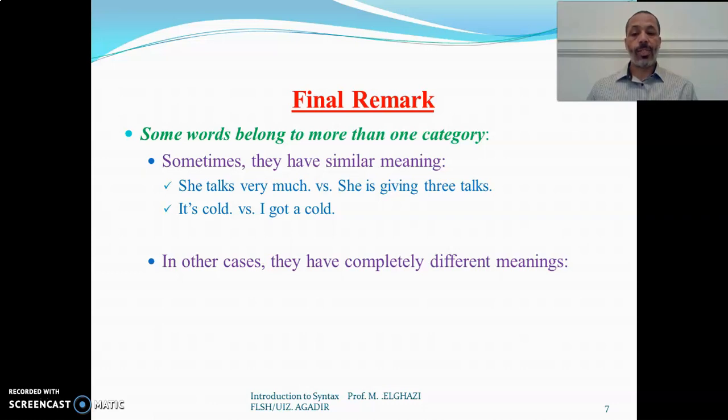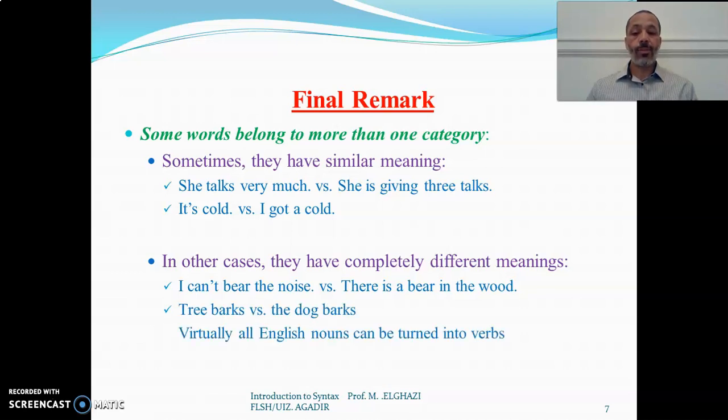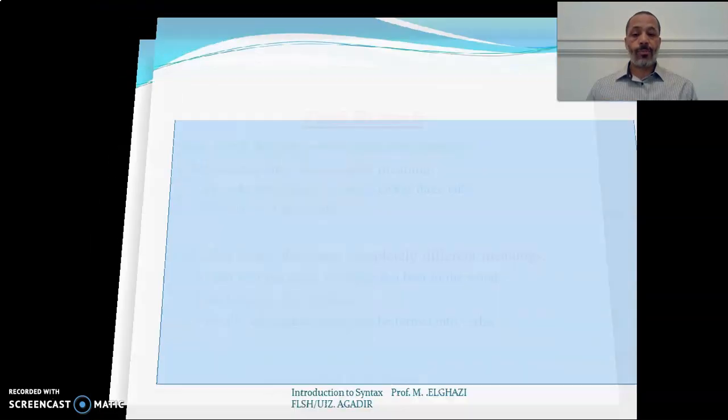The other example, it's cold versus I got a cold. In other cases, they have completely different meanings. They can be classified in different categories and they have different meanings, like I can't bear the noise. The word bear here is a verb, and then there is a bear in the wood, which refers to an animal, which is a noun. I have also 3 barks versus the dog barks. Virtually all English nouns can be turned into verbs.